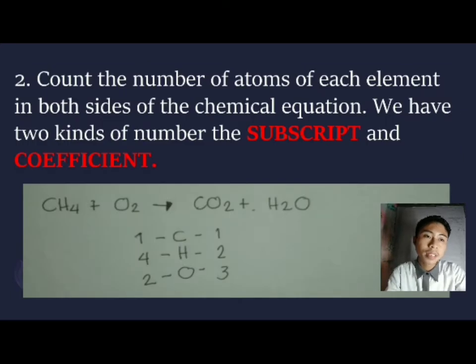Okay, step number 2, count the number of atoms of each element on both sides of the chemical equation. We have two kinds of numbers, the subscript and the coefficient. Yung mga number na nasa baba ng elements, yun yung tinatawag nating subscript. And yung coefficient, yun yung ina-add para maging balance ang chemical equation. So mamaya makikita nyo kung ano ang coefficient.